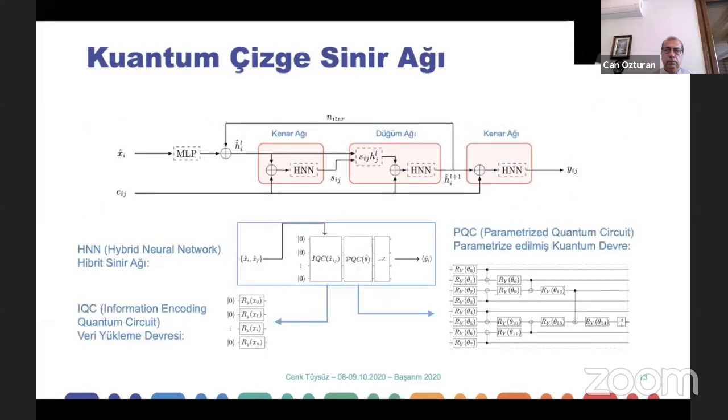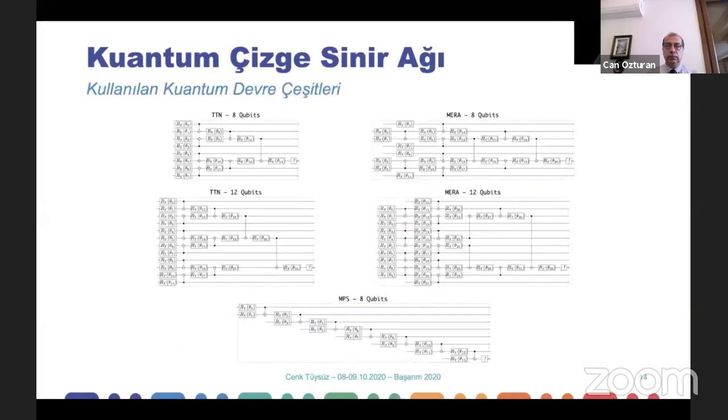Bunların hepsini şimdi bir araya koyduğumuzda, bu modeli kuantum çizge sinir ağı dediğimiz yapıda çalıştırıyoruz. Bunun içerisinde kenar ağı ve düğüm ağı var. Ve bu ağların içerisinde hibrit sinir ağı dediğimiz yapılar var. Bu hibrit sinir ağları iki ana bölümden oluşuyor. Birincisi veri yükleme devresi, klasik veriyi kuantum bilgisayara yüklememizi sağlıyor. İkincisi parametrize edilmiş kuantum devre, yani klasik sinir ağlarında olduğu gibi parametrelerini kontrol edebildiğimiz modeller. Bunları kullanarak kenar ağı ve düğüm ağını çalıştırıyoruz.